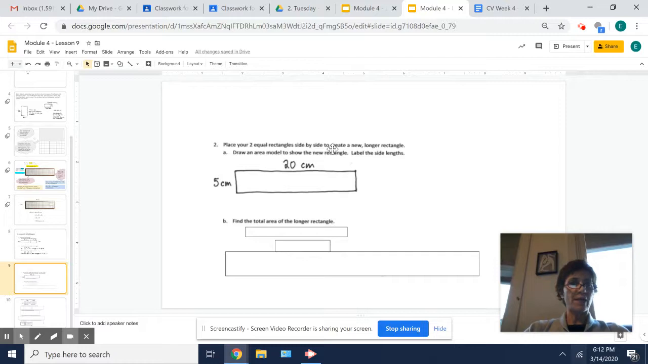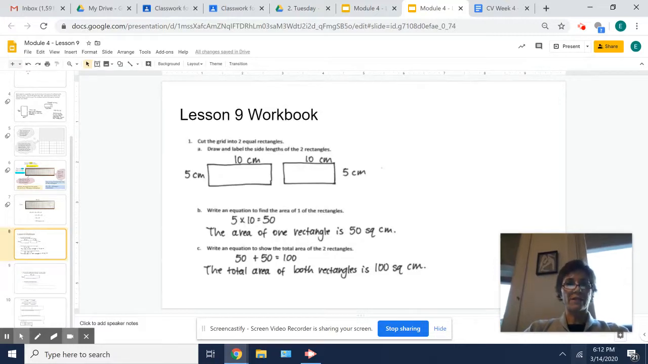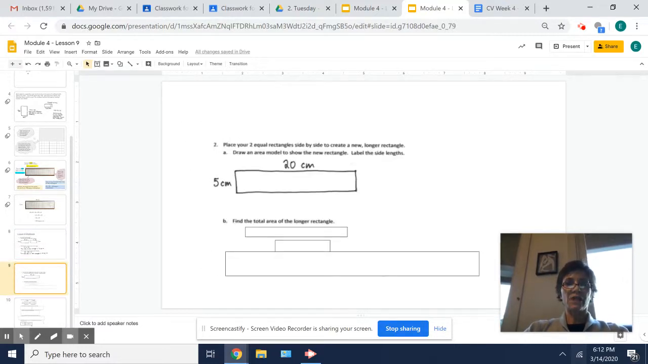Remember we had our two rectangles and we put them together along the short side. So this side will be 5 and the long side will be 10 plus 10, which is 20 centimeters. Now it says find the total area of the longer rectangle. What will the total area of this big rectangle be? Of course, it'll be 5 times 20.